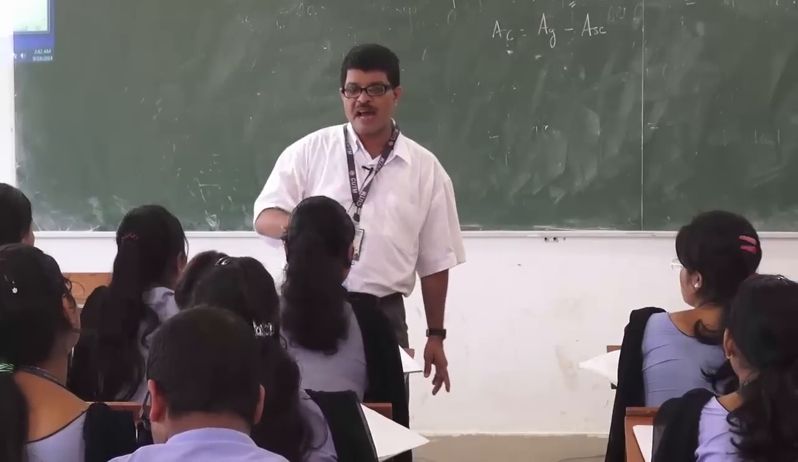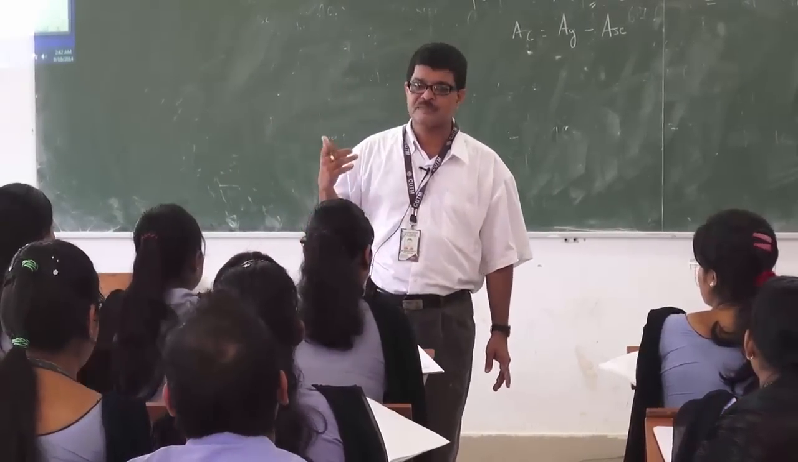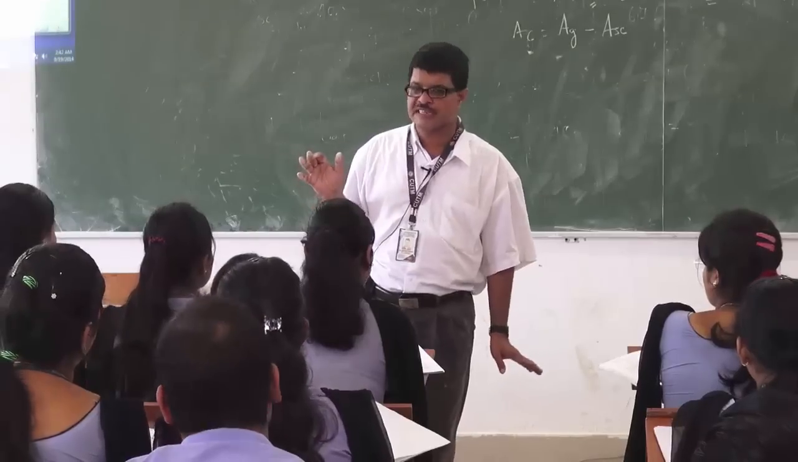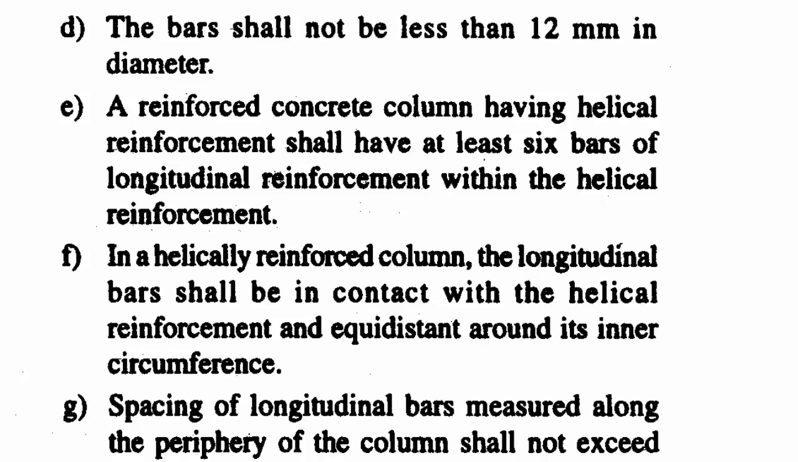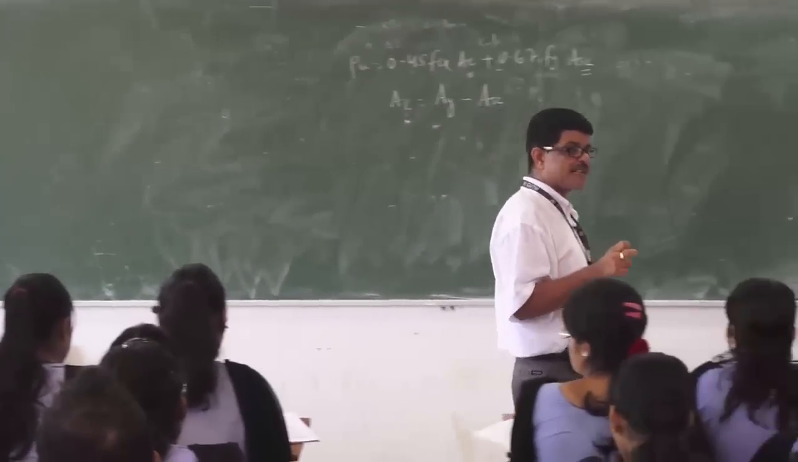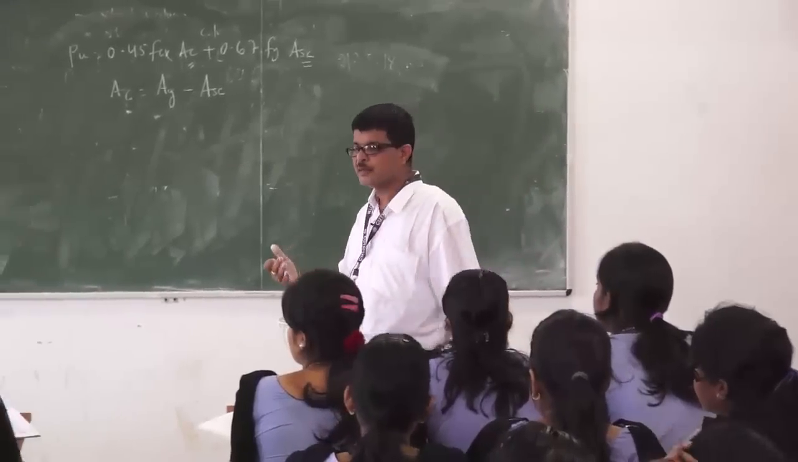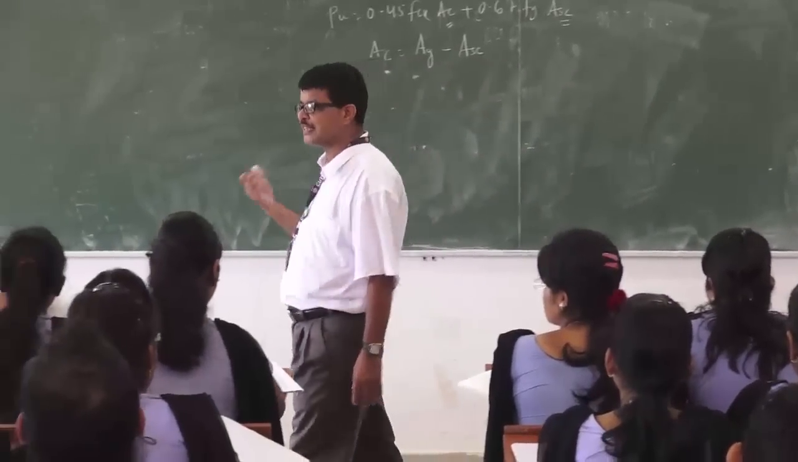If you are getting 4 bars, 5 bars in the design, but you have to provide minimum 6 bars. More than this is always accepted. Now next, what is the diameter of the bars? The bars shall not be less than 12 millimeter in diameter. In case of columns, the minimum diameter of bar is 12. You can provide 12, 16, 20, 25, 28, 32, 36 like that way.